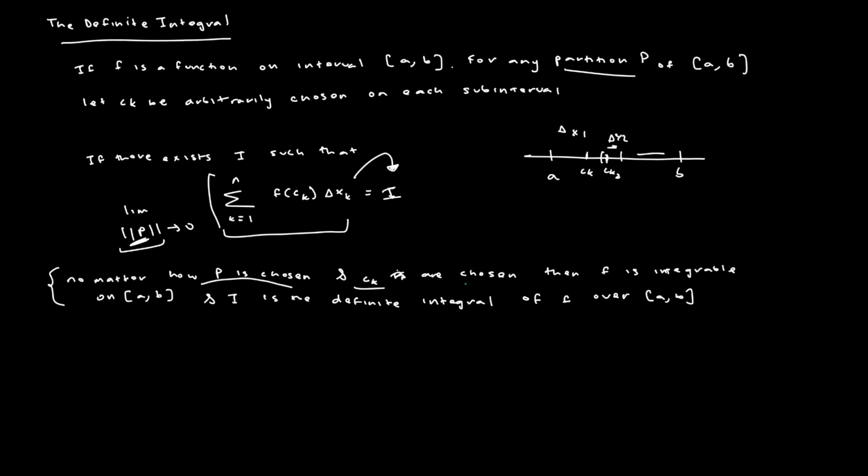What happens is, as you take the limit, if we get some value I that's a constant, then we're saying that f is integrable. That means you can integrate that function, and the value that it spits out when you do the sum in the limit is known as the definite integral. So we've defined what the definite integral is.